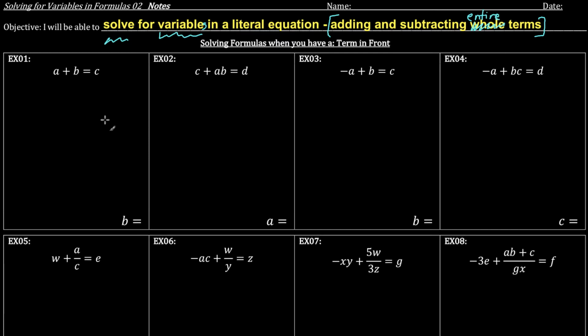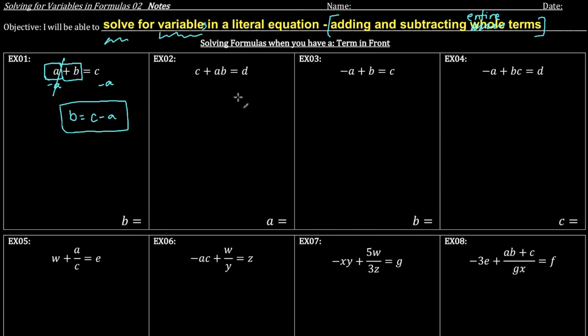So if we look at this problem, we have a plus b equals c. We're trying to figure out what b is. I want to keep the b. How do I get rid of this a, though? Remember, this is a positive a, so I need to take away a from the left side and take away a from the right side. So I end up with b equals c minus a.